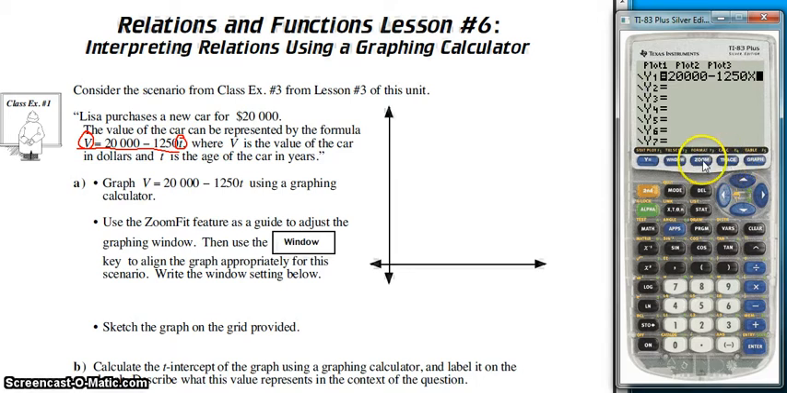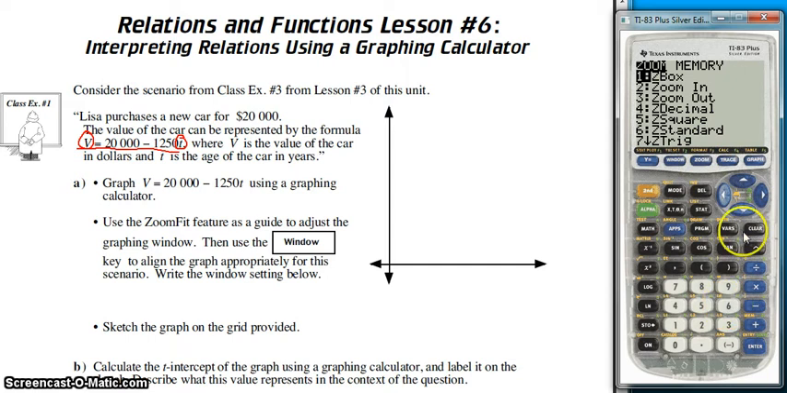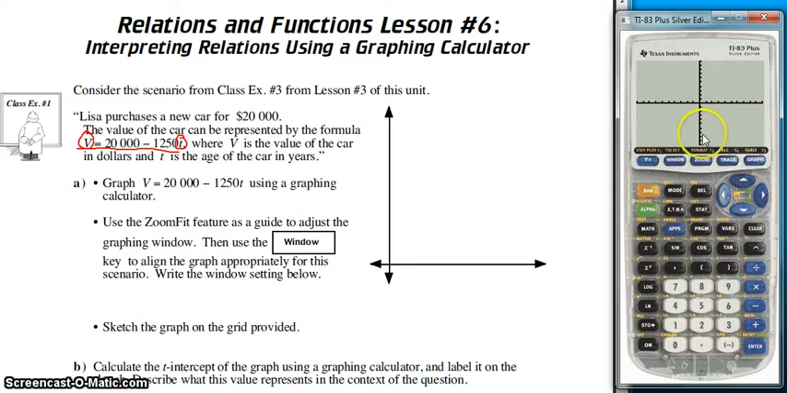Okay, so your window should be in the standard, but then when you graph it, you see there's nothing. Why? Because the window is so small, negative 10 to 10. But look at the numbers you're dealing with. You're working with 20,000, so you need to see at least 20,000. Now, 20,000 is the value of the car. So is it x or y? It's y. So let's go to the window.